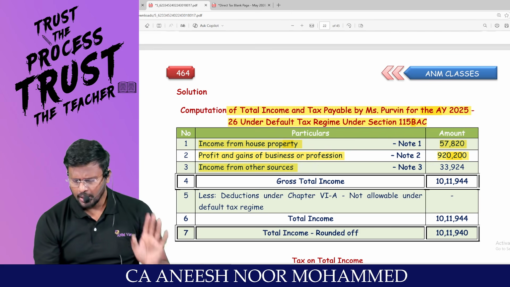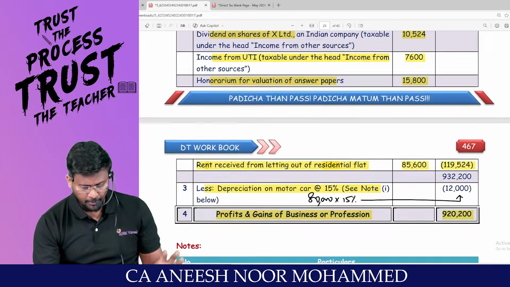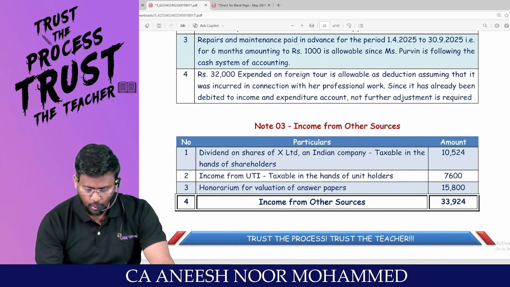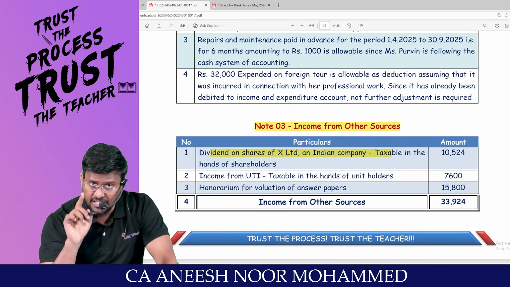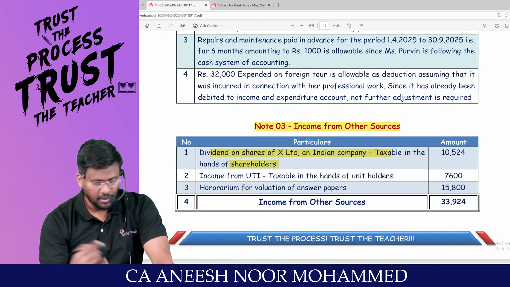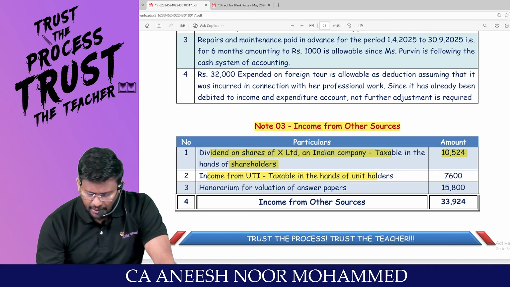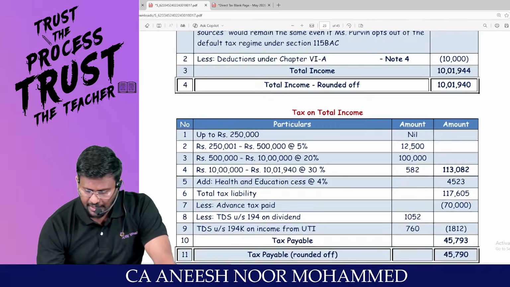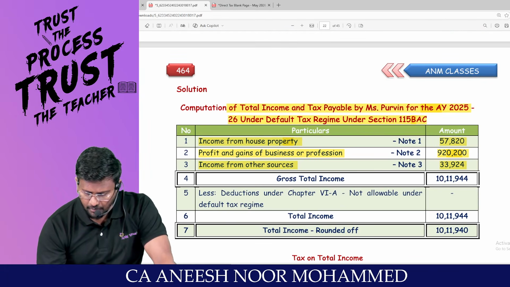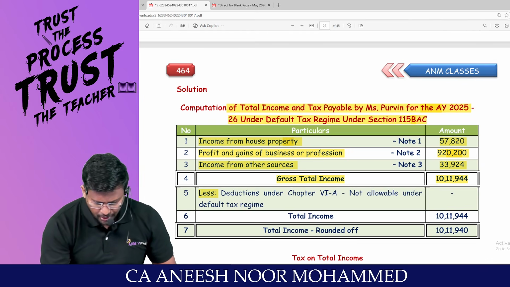Straight away moving into what? IFOS. Because we have excluded certain income from PGBP, those incomes have to be included in the IFOS. Am I right? Dividend on shares of X Limited. Question specifically told that it is gross. So entire 10,524 should be included in income from UTI. It will be taxable under IFOS. Honorarium will be taxable under IFOS. So the IFOS will be 33,924. That's it, my dear lovable students. We have finalized the gross total income. Clear? Less deduction. What deduction?